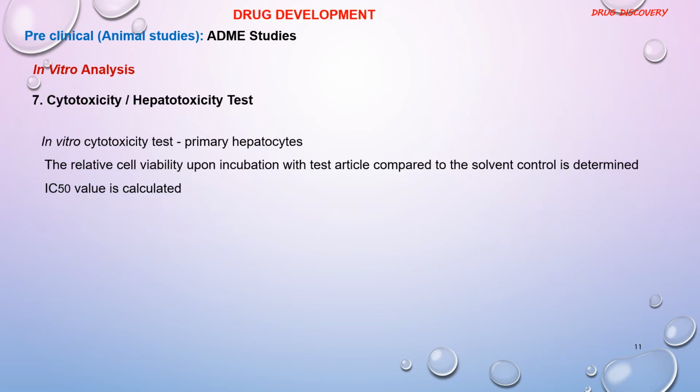Toxicity and hepatotoxicity test. This is estimated using hepatocyte cells. The cells are incubated for 24 hours with the test substance. The control is also taken. At the end of the incubation period, the viability and activity of the cells are evaluated. The IC50 value is also calculated.